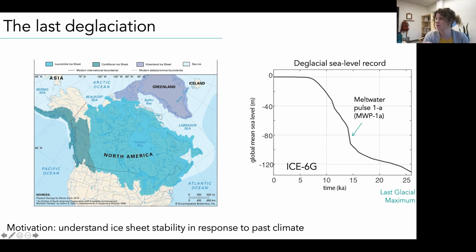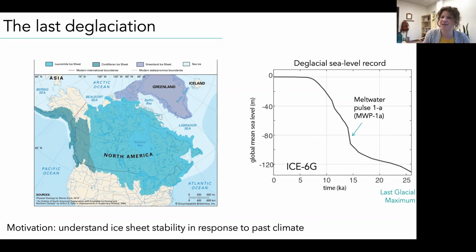And on the right, I'm showing a curve that shows global mean sea level over the last deglaciation. And so what we can see is that over this time, global sea level has risen steadily, and there are times where global sea level rose especially fast. And so a lot of my research focuses on trying to better reconstruct ice sheets in the past and figure out what ice sheets melted at what times and contributed to global sea level at what times.